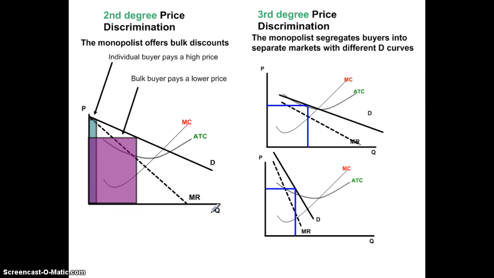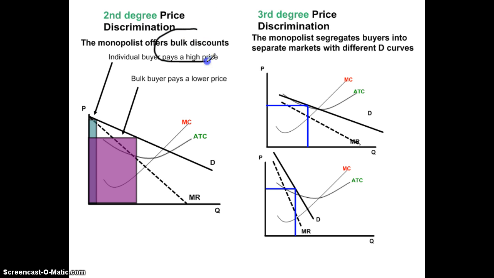There are also two other kinds of price discrimination: second and third degree price discrimination. Second degree price discrimination happens when the monopolist, or actually this can happen in things like oligopoly as well. It doesn't have to be. Even in monopolistic competition, you might see second degree price discrimination.